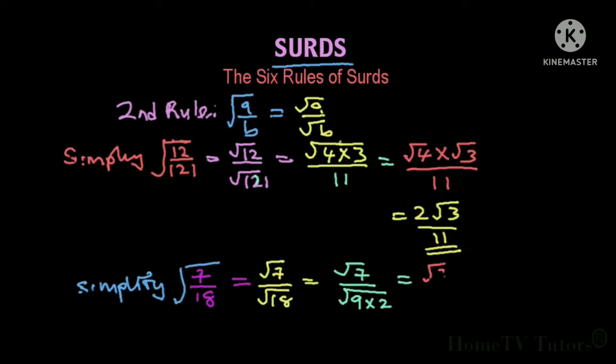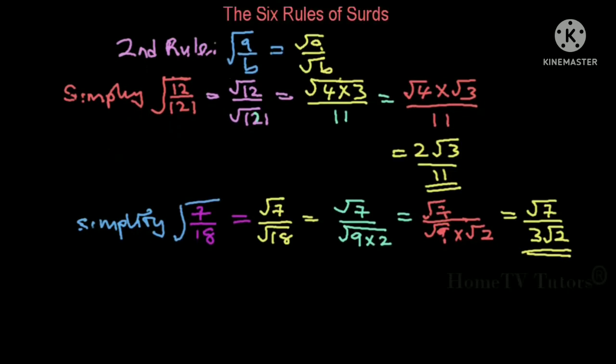Okay, so next is square root 7 over square root 9 times square root 2. All right, so the square root of 9 is 3. Okay, then square root 2. So we can't simplify this any further. All right, so let us see the third example.